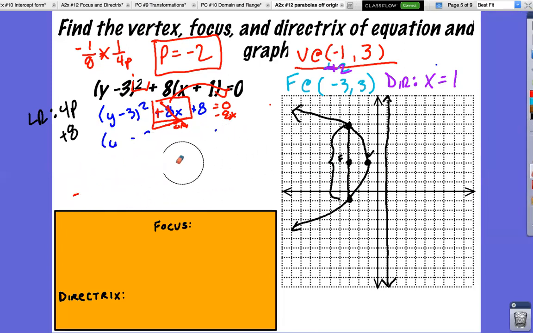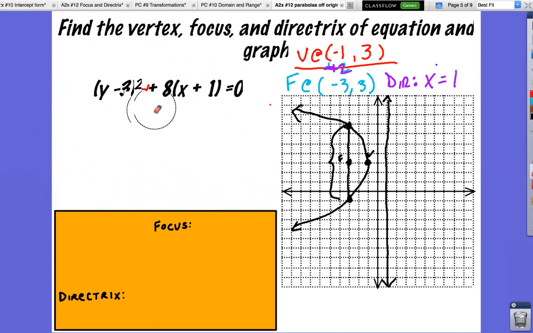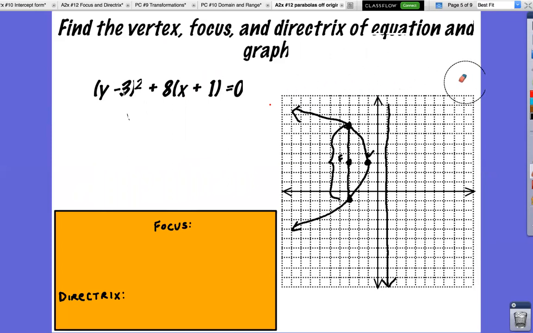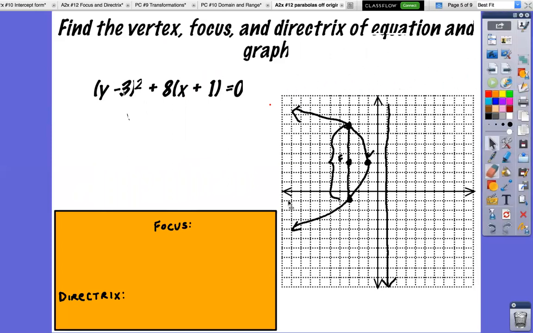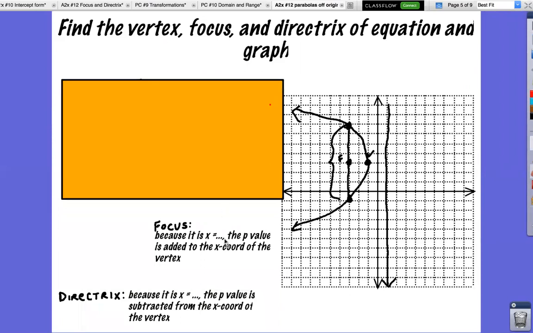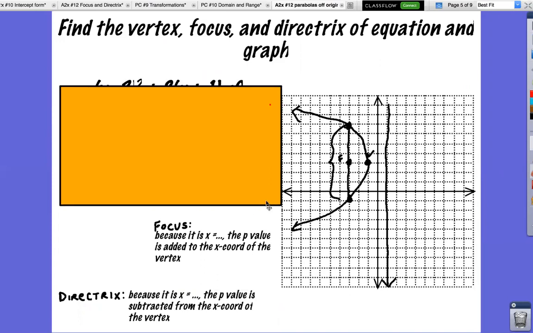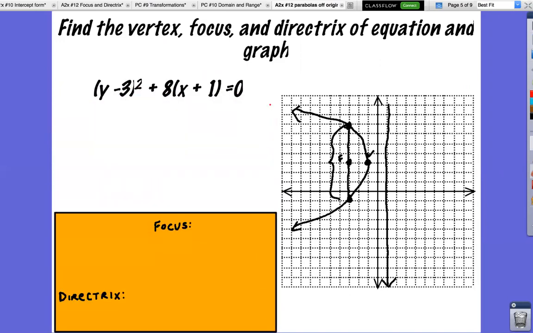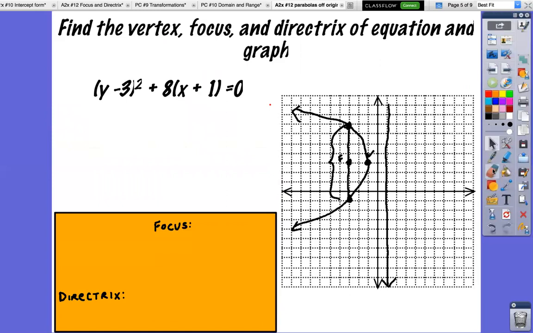Now let's see here real quick. Let's see if I put any notes down here. I can't remember. Yeah. So the focus, because it's x equals, the p value is added to the x coordinate of the vertex. And again, because it's an x equals equation, it is subtracted from the x coordinate of the directrix. Let's go ahead and get rid of that.